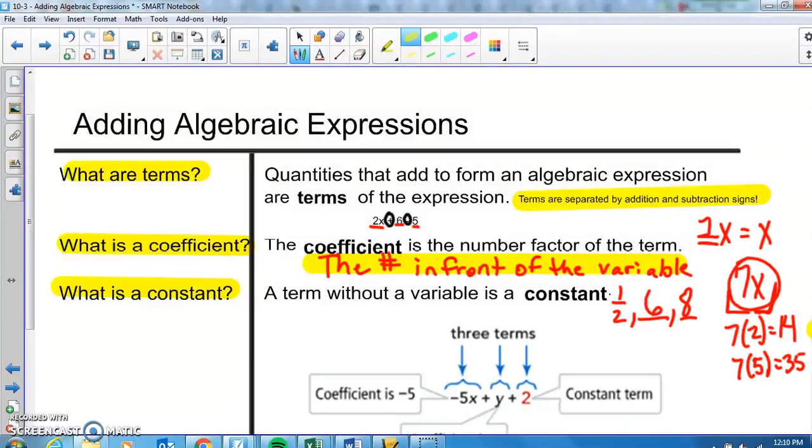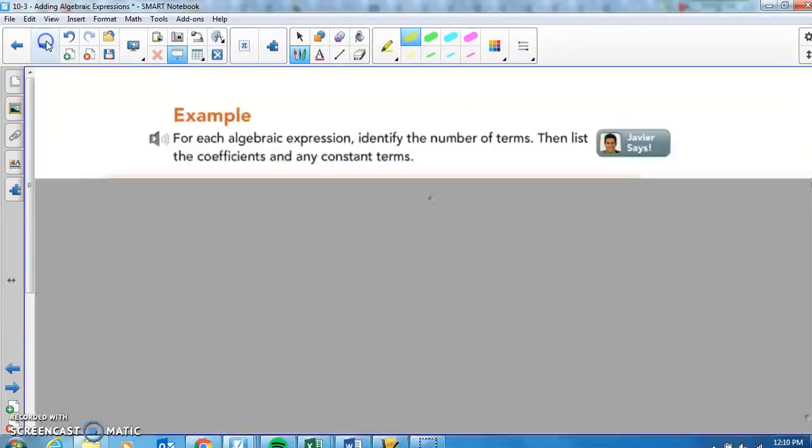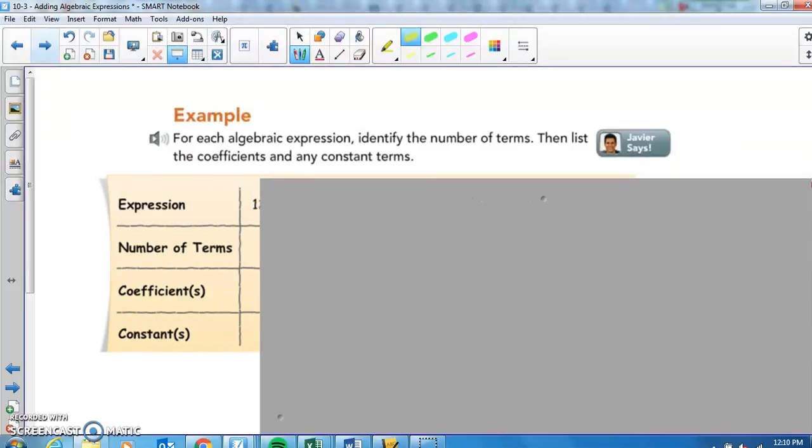Now down here, the coefficient that we have is -5. The y, our coefficient, would be understood to be a 1, and our constant is 2. And we have 3 terms, because those are the 3 things separated by the addition and subtraction sign. All right, what I want you to do is to draw this table, please.